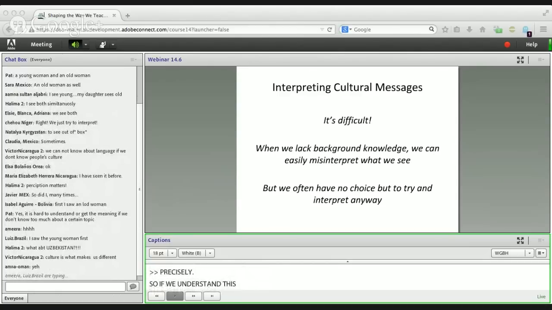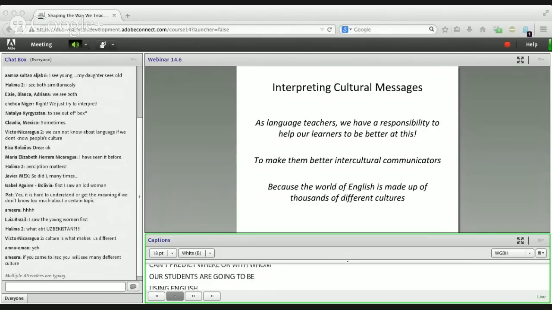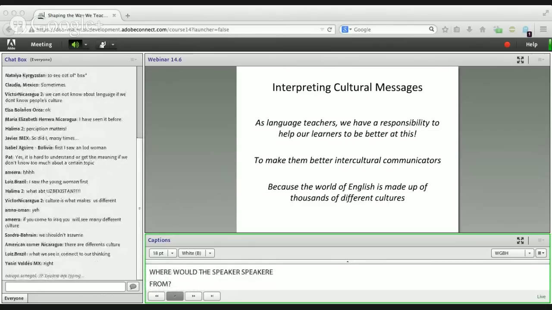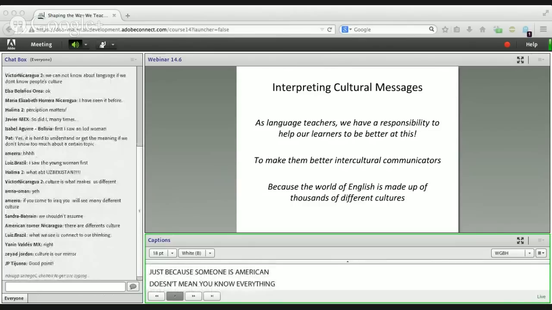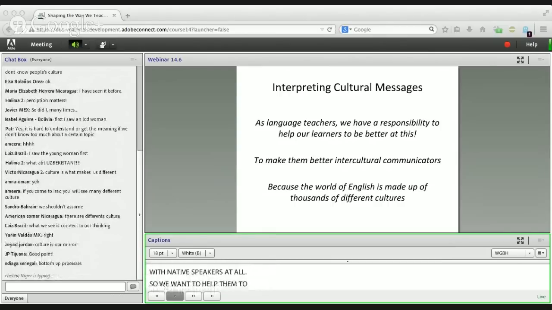Another great question. Thank you. But we have a responsibility because we can't predict with whom our students are going to be using English. Maybe native speakers, but where would the native speakers be from? Just because someone is an American doesn't necessarily mean you know everything about them and what they're going to say. They may likely never communicate with native speakers at all. So we want to help them to become better intercultural communicators. That's the whole idea, because the world of English is made up of many, many different cultures.